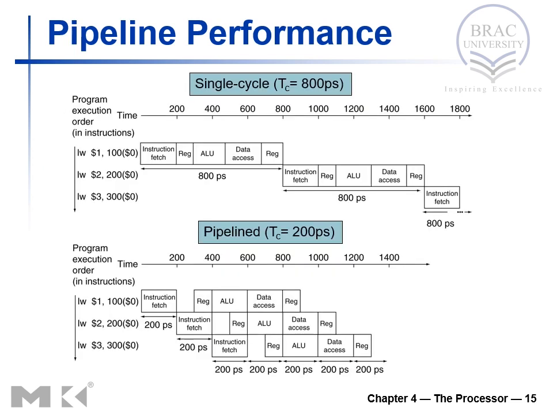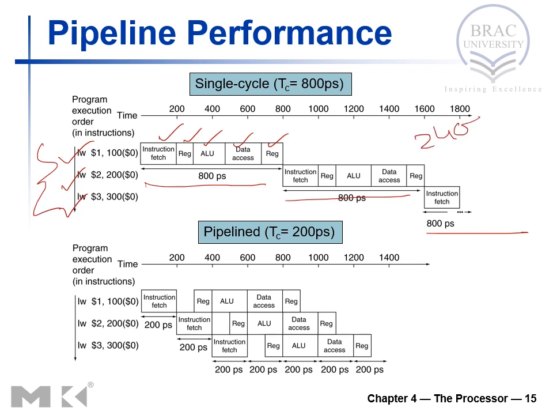Now the performance issue. If we see the diagram that we have seen a couple of slides back, we are executing a load instruction: fetch, register operation, ALU, data access, and register operation. So this would take 800 picoseconds, then 800 picoseconds, and then 800 picoseconds. So 3 loads would take around 2400 picoseconds.